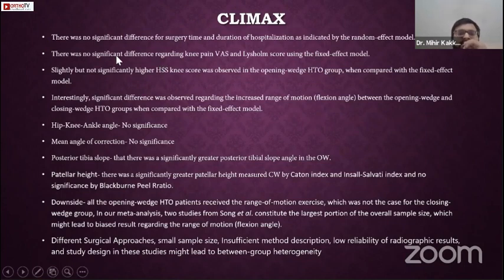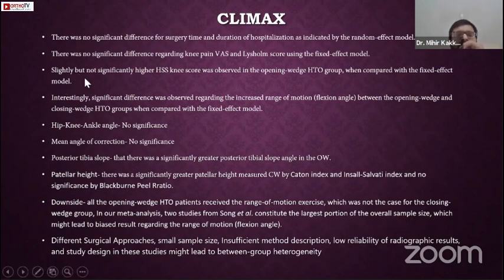While doing this meta-analysis, there were no significant differences in the surgical time and duration of hospital stay, as indicated by the random effect model. There was no significant difference regarding the knee pain VAS score and Lysholm score using the fixed effect model. The Lysholm score consists of a total of 100, which is always assessed pre-operatively and post-operatively, and consists of different parameters like stiffness, climbing, swelling, pain, limp, and the scores are given accordingly. This is done at 1 month, 3 months, 6 months, and so on.